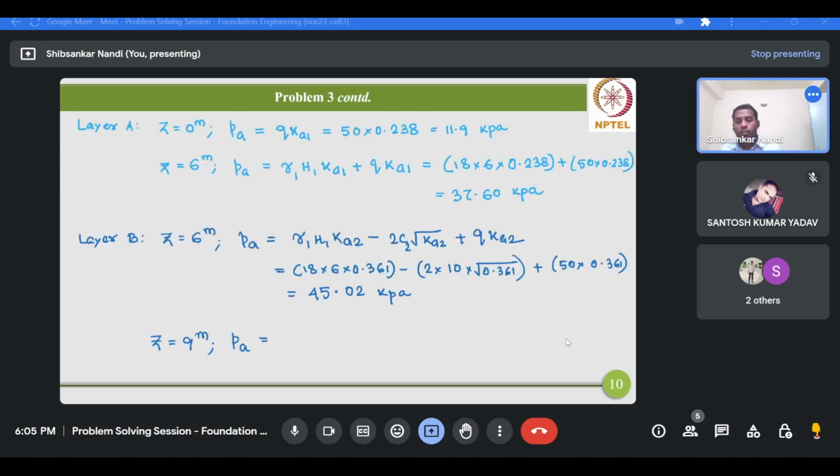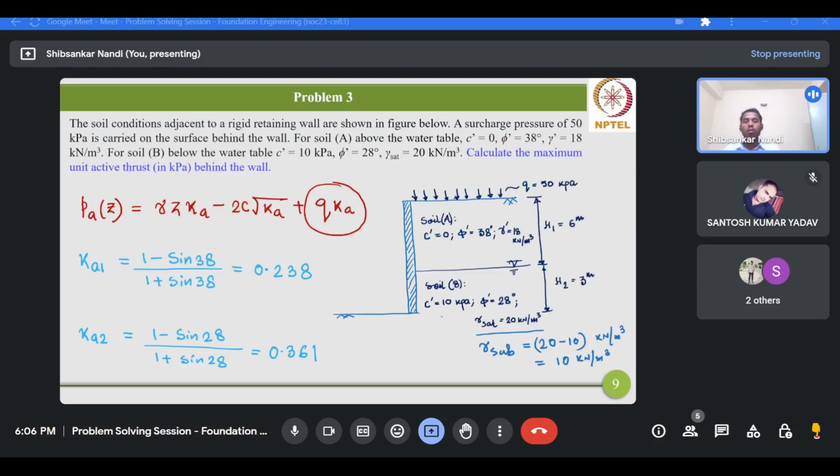So first we'll write the analytical form. So this will be gamma 1 H1 plus gamma 2 prime H2. Why gamma 2 prime? Because now the soil is entirely submerged. Okay, so this is the gamma 2 prime. Rather, we can use gamma prime.